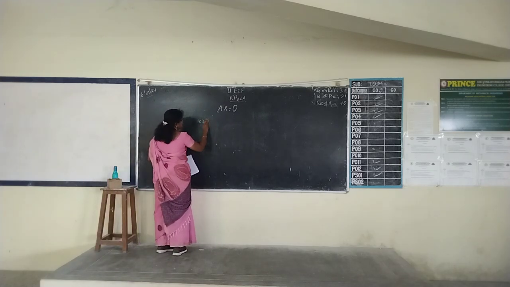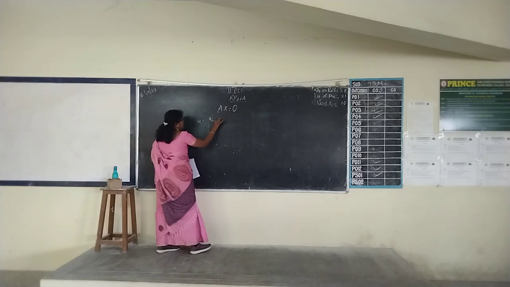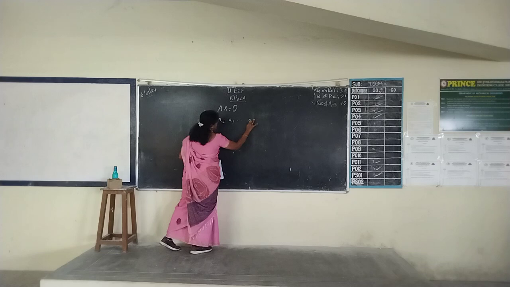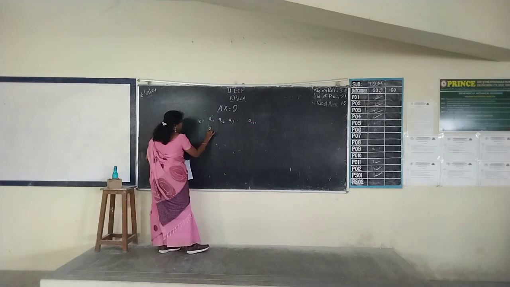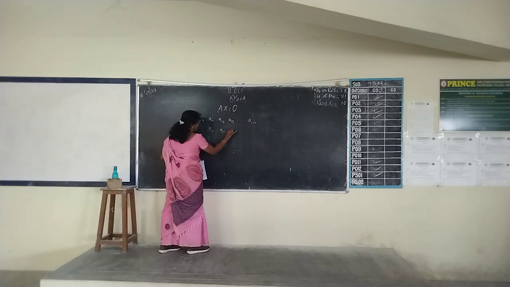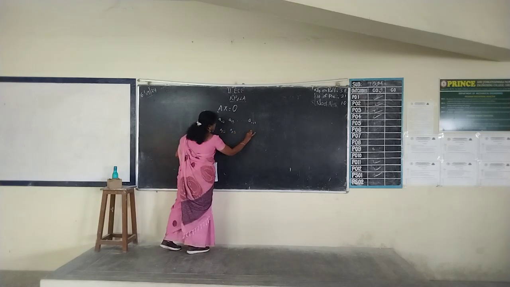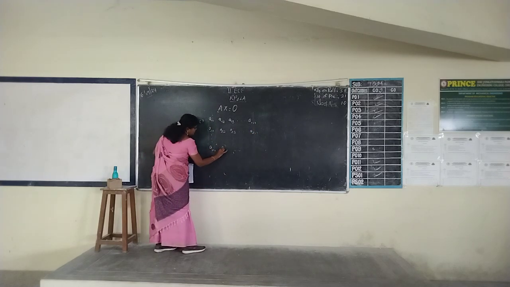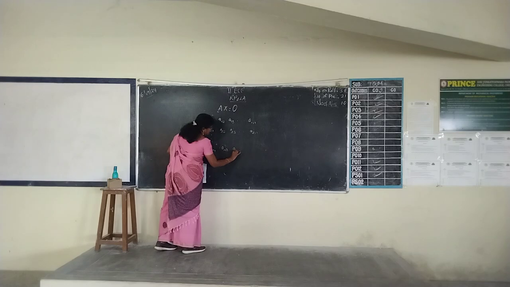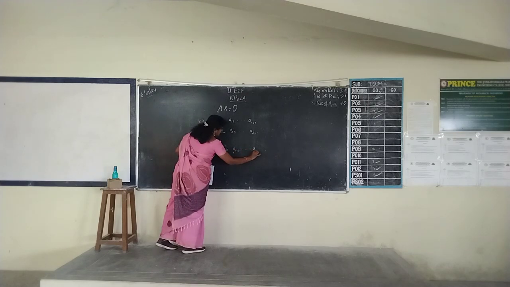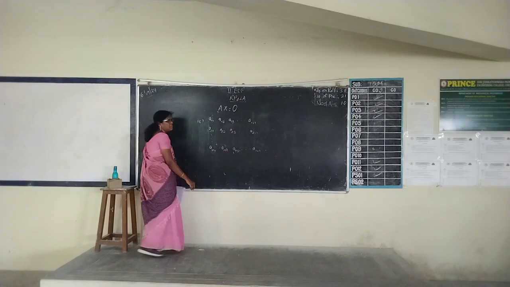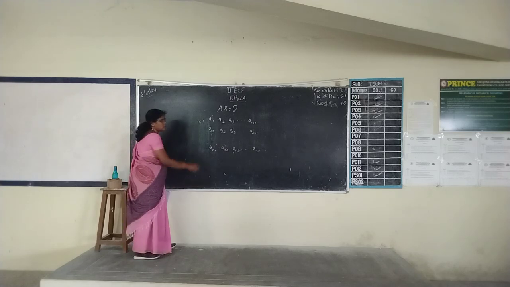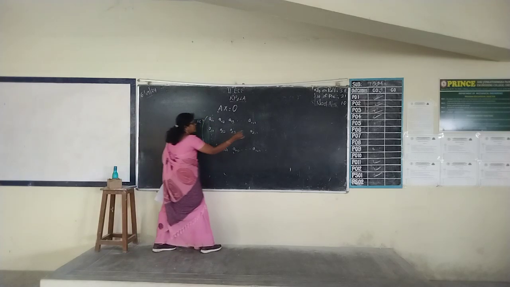The matrix A will be given as a11, a12, a13, etc., up to a1n. The second row will be a21, a22, a23, etc., and the last row an1, an2, an3, etc. It can be n or it can be m, that depends. It may be a square matrix or a non-square matrix. This is your general matrix A.